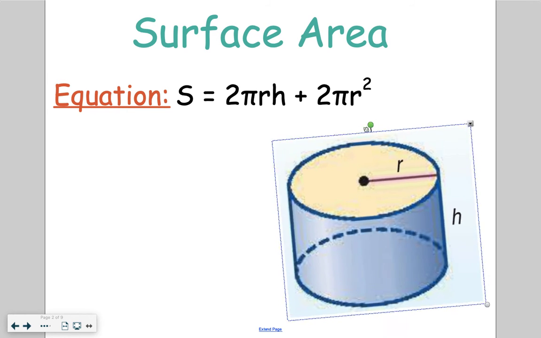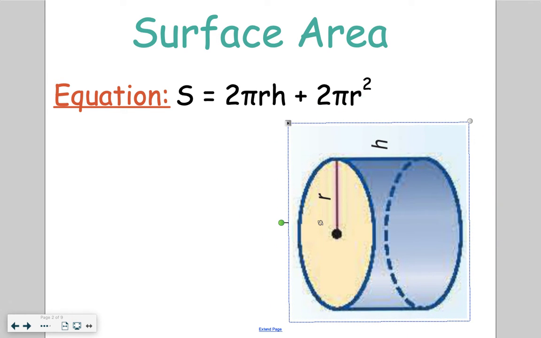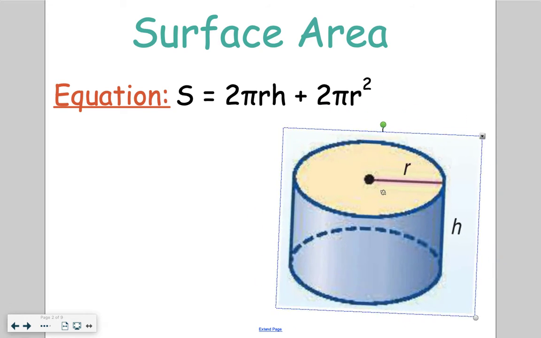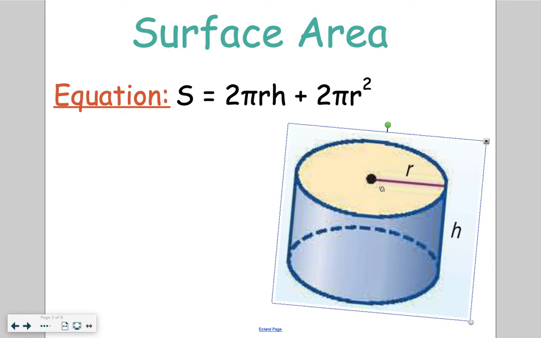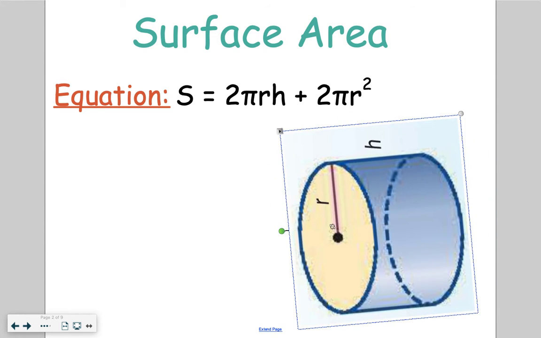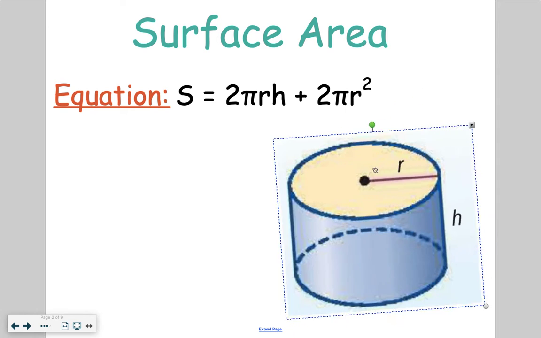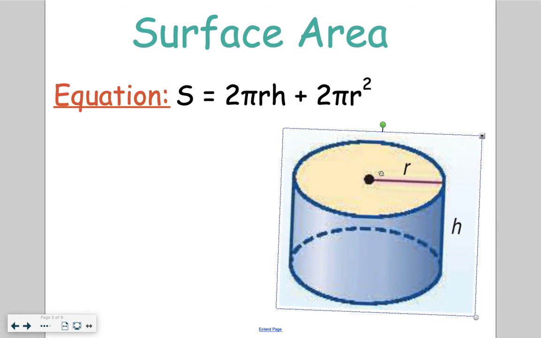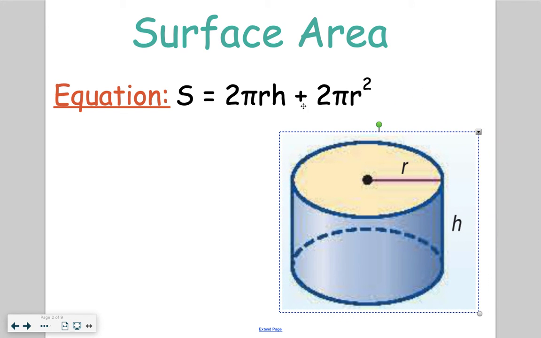So even if our circle is tilted on its side, the height here doesn't necessarily mean up and down. It means how far it is from one circle to the other circle, whether that's up and down or left and right. So the height is in between the two circles. And then we have plus 2 times pi times the radius squared.